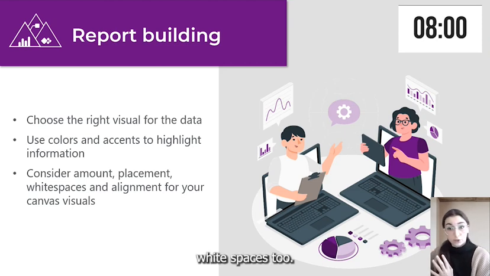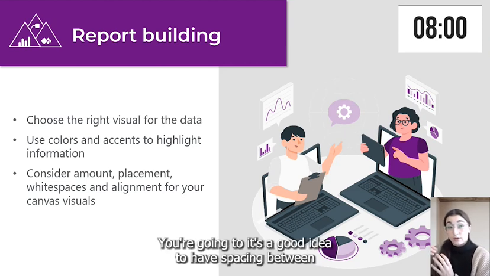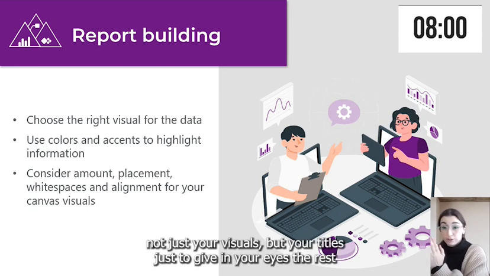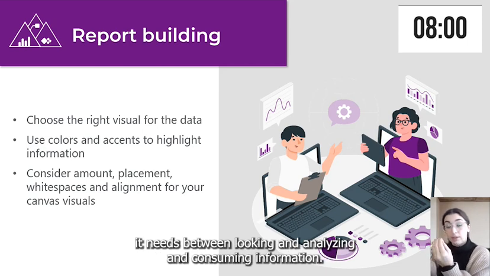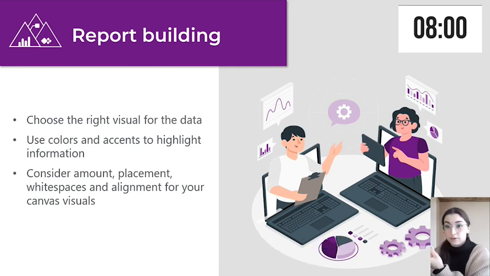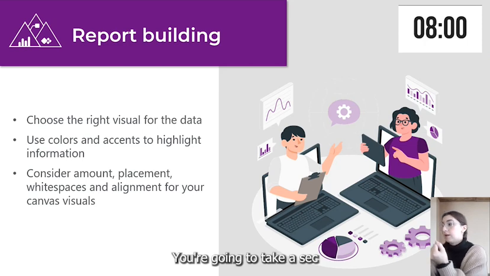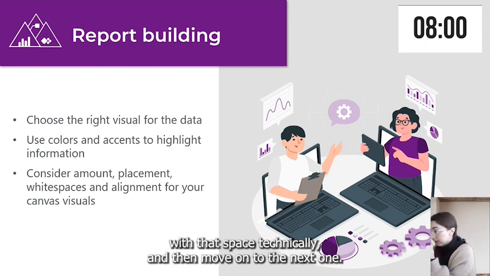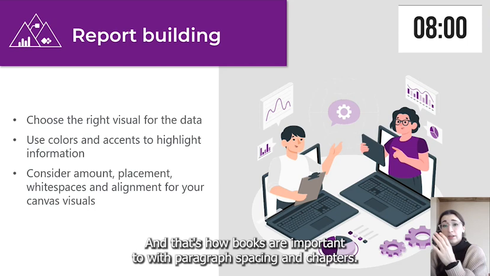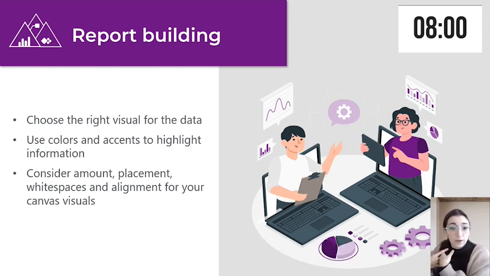White spaces too. It's a good idea to have spacing between not just your visuals, but your titles, just to give your eyes the rest it needs between looking and analyzing and consuming information. So you're going to consume one visual, you're going to take a sec with that space, and then move on to the next one. And that's how books are formed too, with paragraph spacing and chapters.